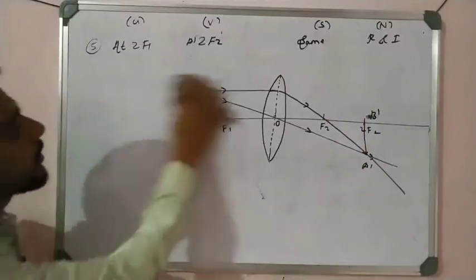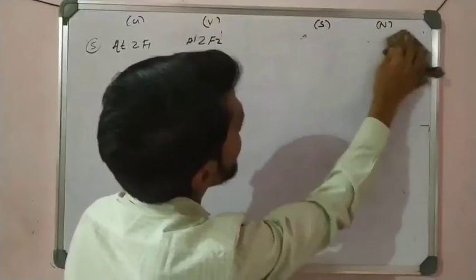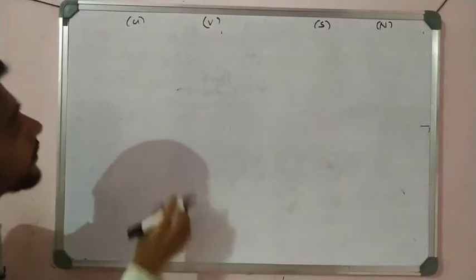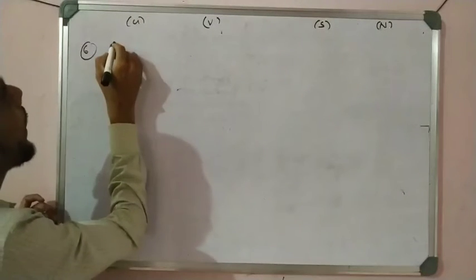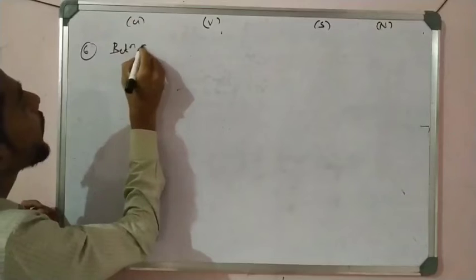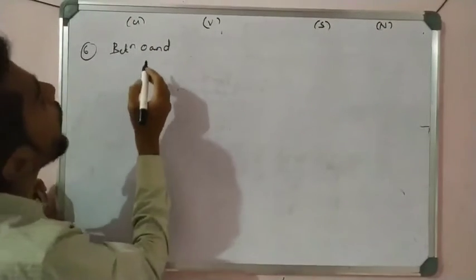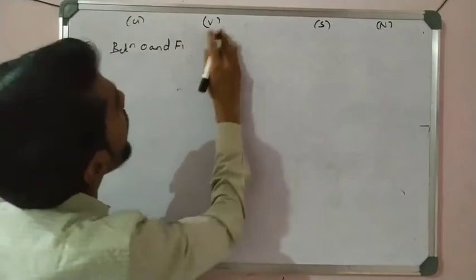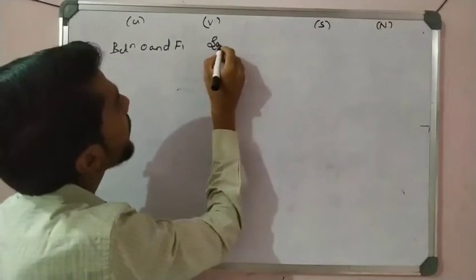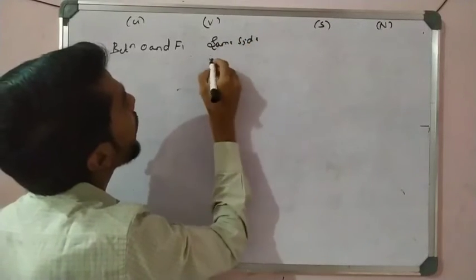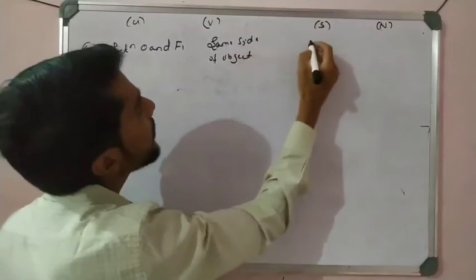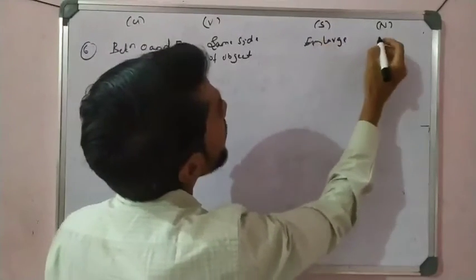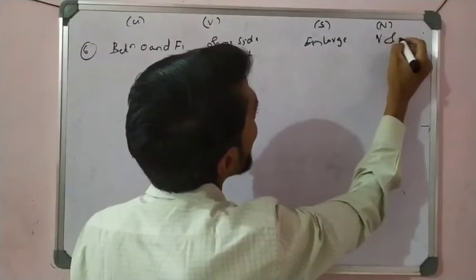Now the last case. See here, in a minute we can finish all diagrams. In a minute, right? So let us see the last one. That is here, the sixth one. Between O and F1. So what happened here? It is formed on the same side, the same side of the object. So its size is large, and the image is what? Virtual and erect, right?